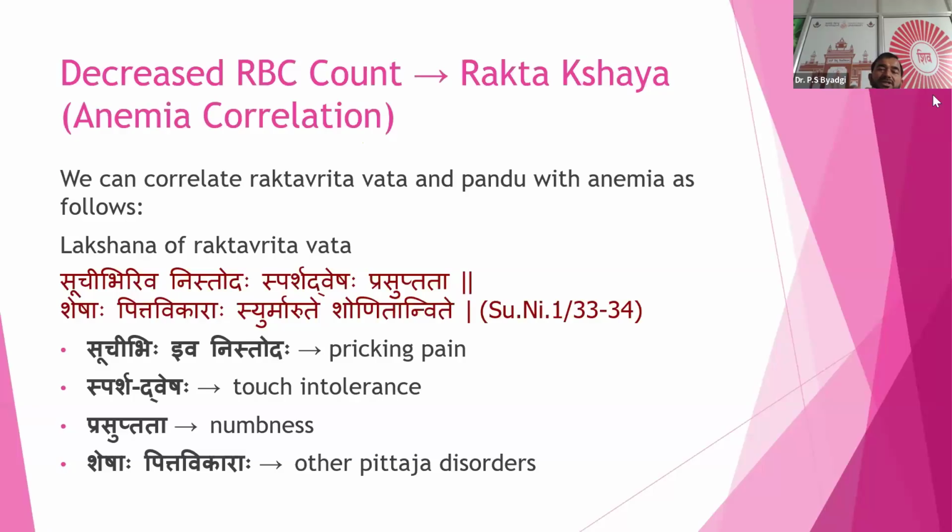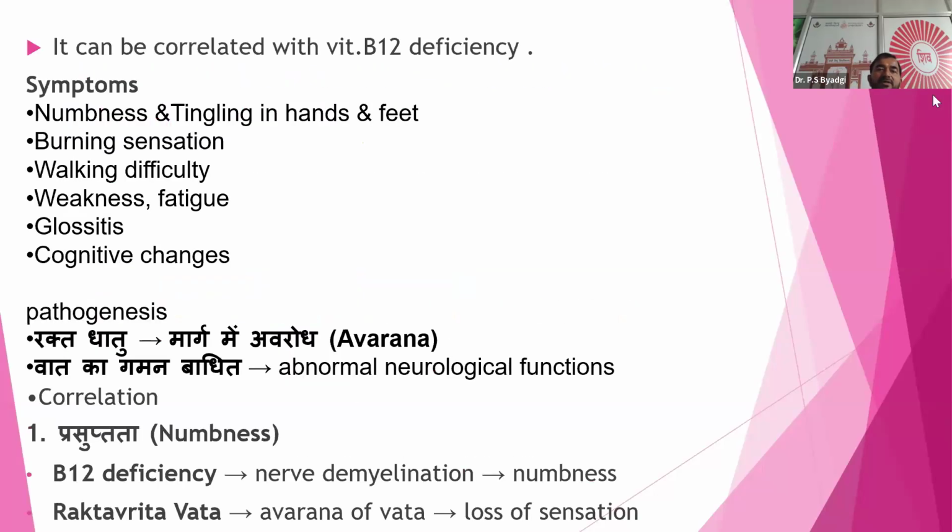This particular presentation you can find in case of vitamin B12 deficiency features. So based on that, we can correlate. This may be a vitamin B12 deficiency that can be correlated with the Raktavruta Vata. So when you are writing the interpretation, the Vata got avarana by the Rakta Dhatu, and as a result of that, it's going to manifest. Again, further it has been mentioned that Pitta Vikaraha Shu Marute Sonitani. So it is also going to manifest other Pittaja Vikara or Pittaja conditions. One example you can quote is megaloblastic anemia.